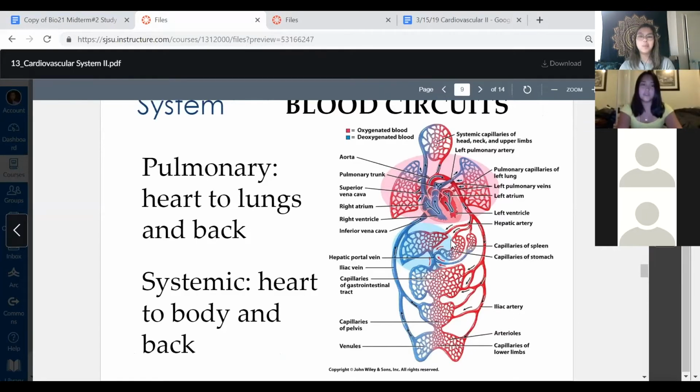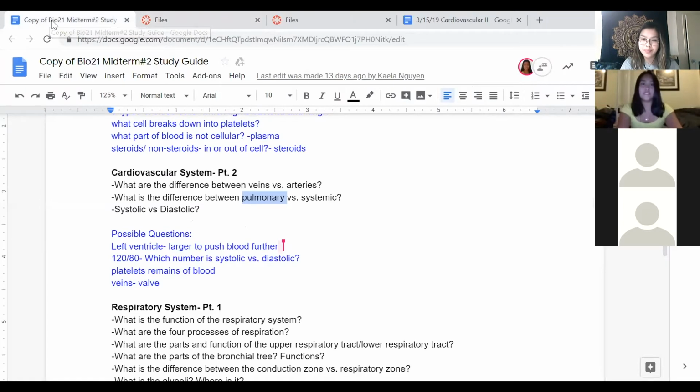How I remember this is that for systemic, you think of your entire system, whereas pulmonary would be from the heart to the lungs and back. Yes, pulmonary is lungs and systemic is body, so get familiar with those two terms. Okay, moving on.